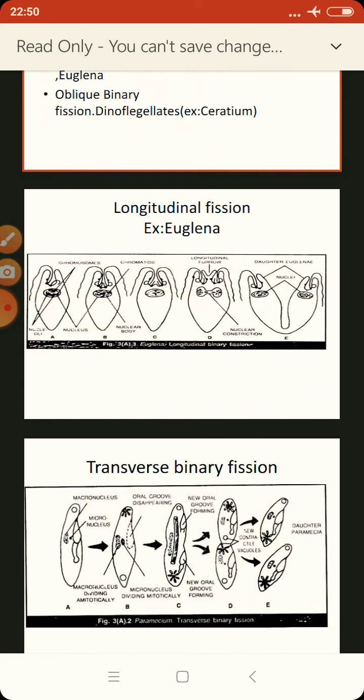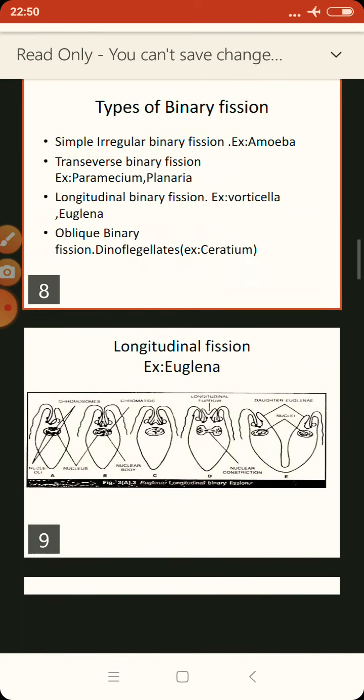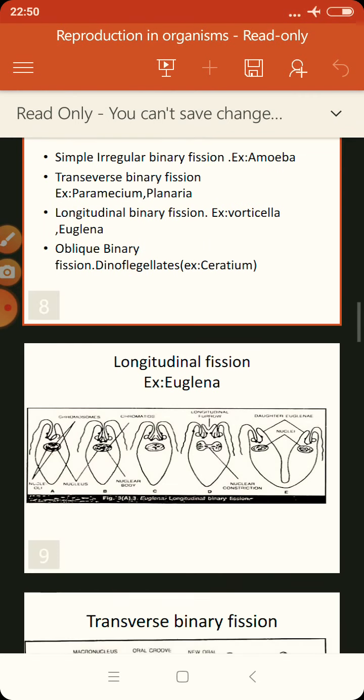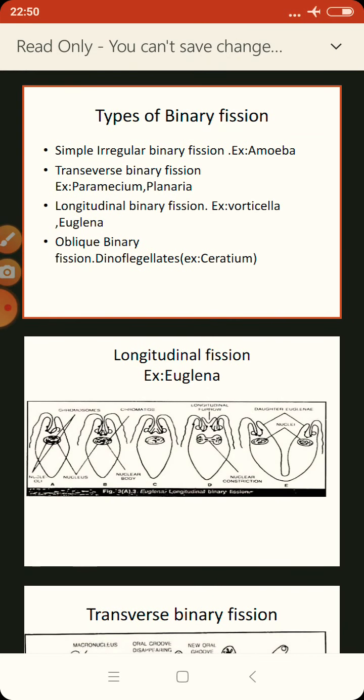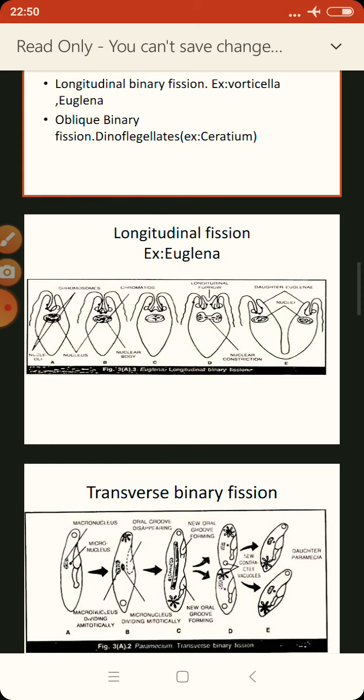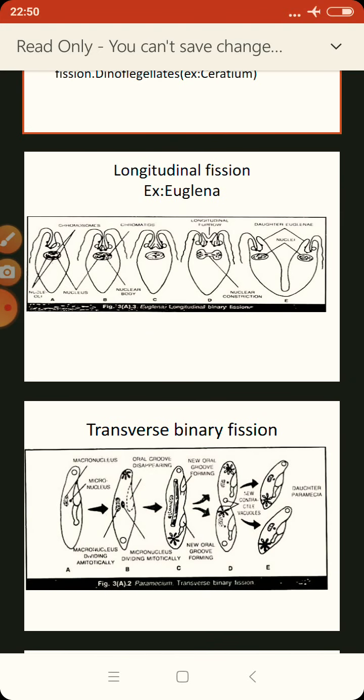So these are the different forms of binary fissions. Try to look at the figures, and also try to remember the examples specifically. So that's all for today's class. Further, we'll move on to different forms of multiple fission.